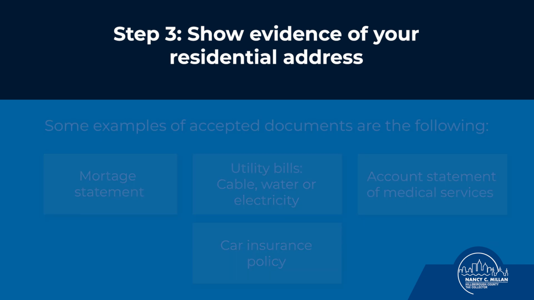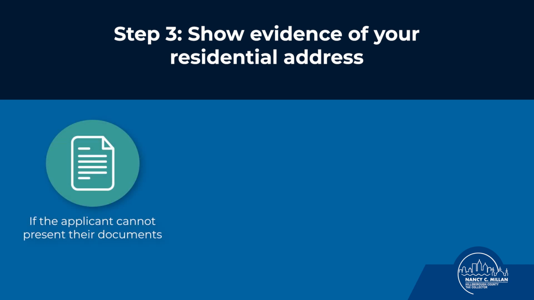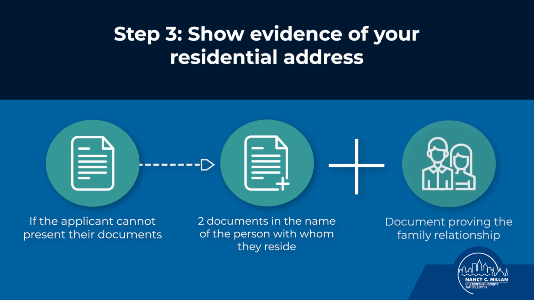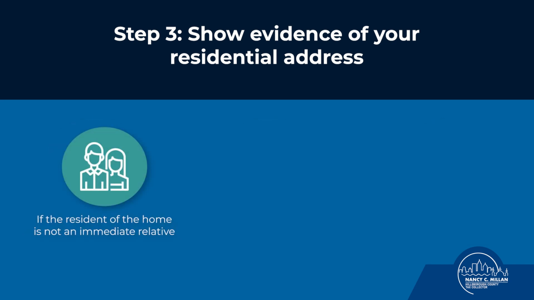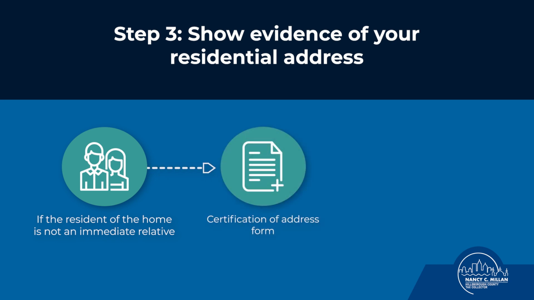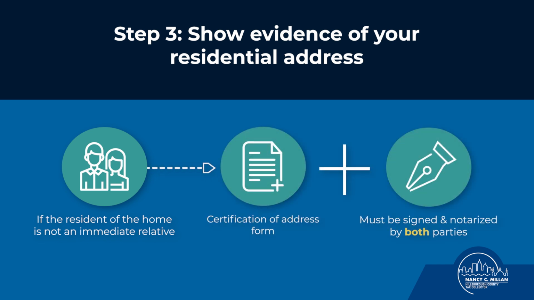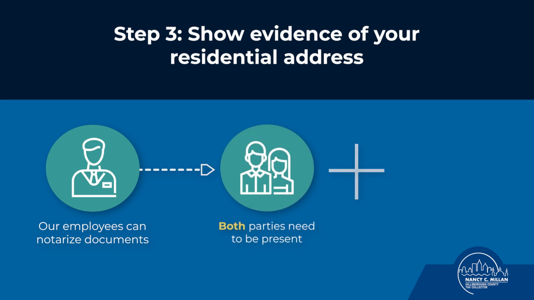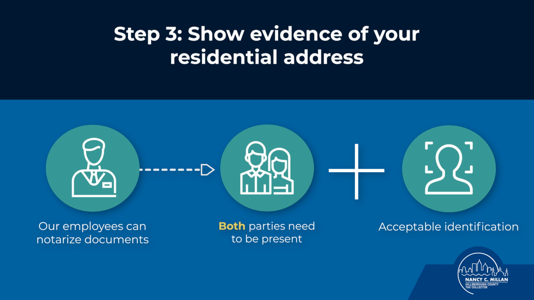If the applicant cannot present documents showing their name and residential address, they can provide 2 documents in the name of the person with whom they reside, along with a document proving the family relationship, such as a birth or marriage certificate. If the resident of the home is not an immediate relative, the applicant can print a certification of address form, which must be signed by both parties and authenticated by a notary. Our employees can also notarize this document, as long as both parties are present in our office with acceptable identification, such as a driver's license, identification card, or an unexpired passport.